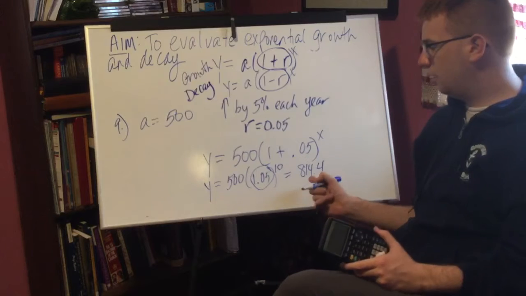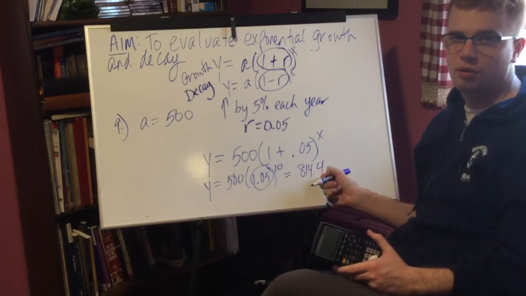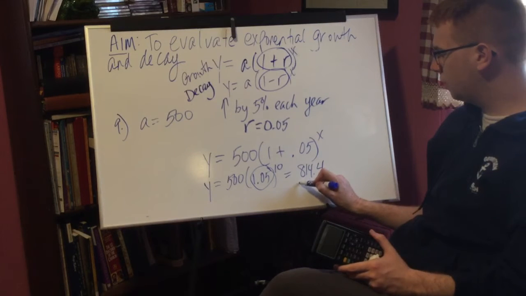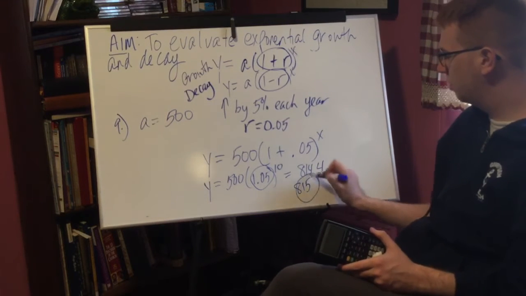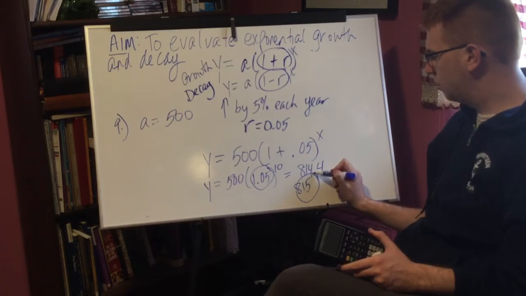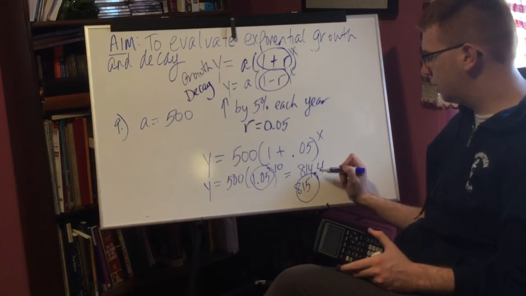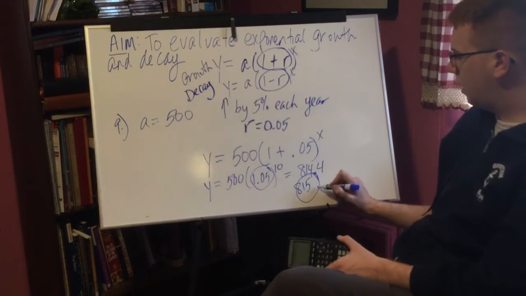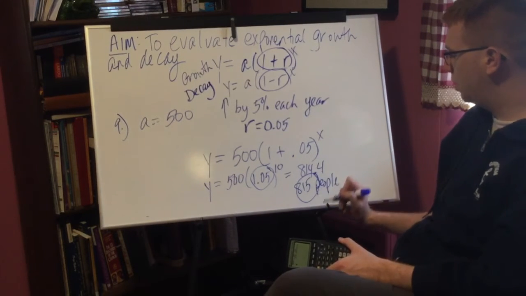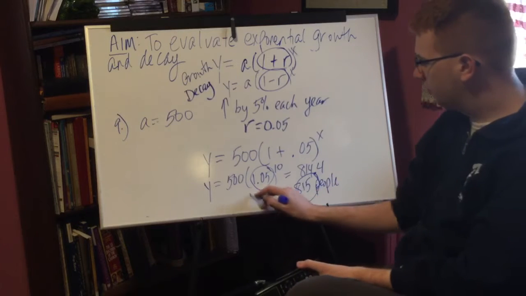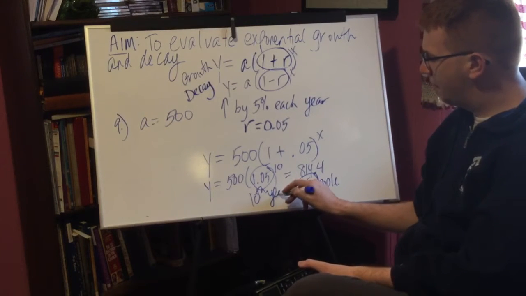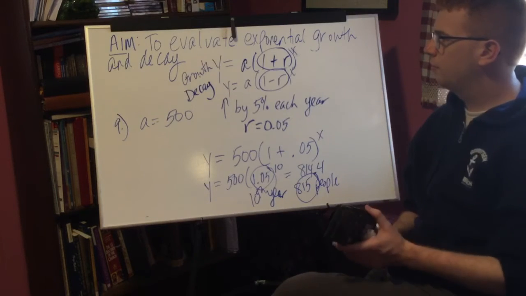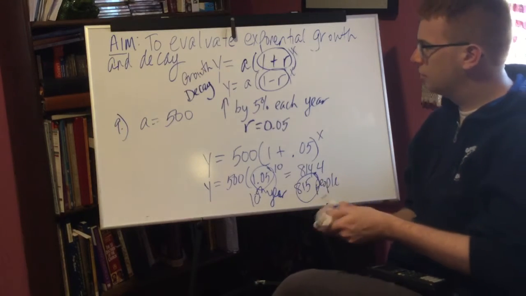814.4. Now you can't have 0.4 people. So what we're going to do is we're going to round this up to be 815 people. We're going to consider that 0.4 as another person. So our answer would be 815 people would attend in the 10th year. And that's how you do that 9th example, the 9th exercise on that worksheet.